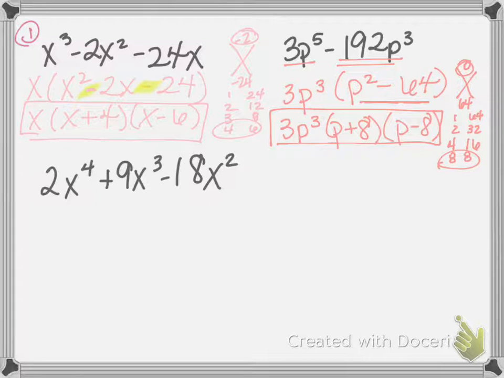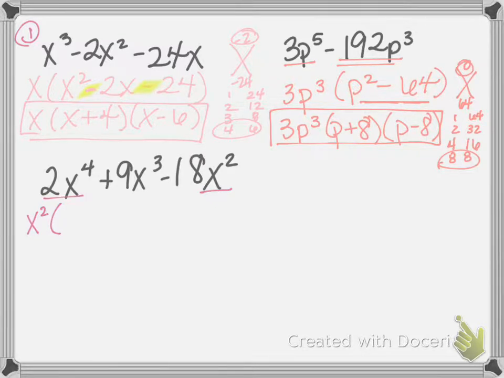So first things first, factor out your GCF. Remember, your GCF should match your last variable. So I know I need to factor out an x squared. And if I look at my 2, 9, and 18, the GCF for that is 1. So I can't really do anything for that. So I need to rewrite this one.